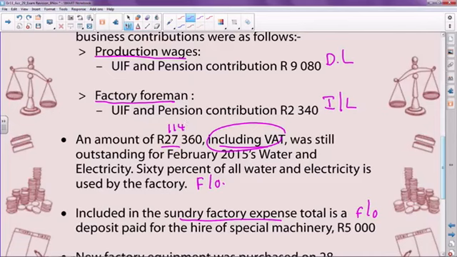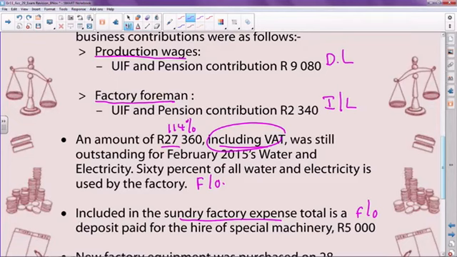Right, so let's calculate the input VAT amount. So let's go to the actual adjustment. Okay, so I'm looking for the adjustment on water and electricity. There we go. Right, an amount of 27,360, including VAT, was still outstanding for February 2015. Right, so remember guys, including VAT means this amount as a percentage is 114%. 100% without VAT plus the 14% gives you the amount including VAT.